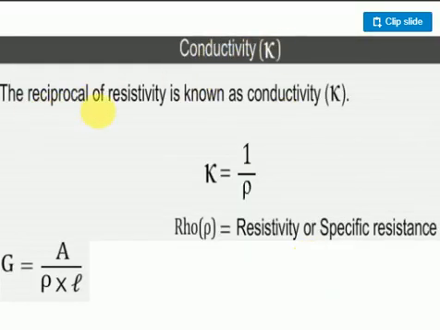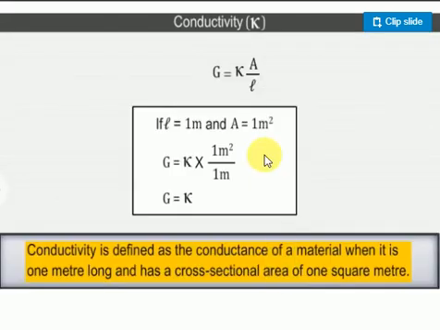Next one is conductivity. The reciprocal of resistivity is known as conductivity only. If you want to measure resistance, a fixed length is there. If you want to measure conductivity, fixed area. This is kappa, called conductivity, specific conductivity we can call it, 1 by rho only. So G is equal to kappa into A by L only.